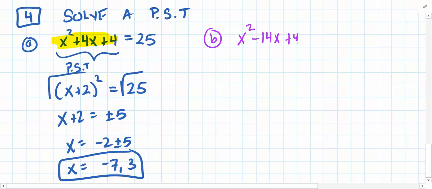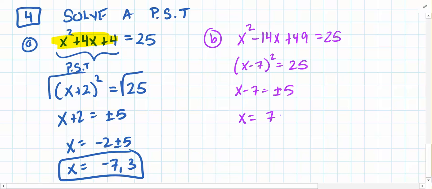Does anybody see it? What do you see? x minus 7. Good. This becomes (x minus 7) squared is equal to 25. Look how fast we got to that, right? So therefore, x minus 7 is equal to plus or minus 5. Therefore, x is equal to 7 plus or minus 5. So your two answers have to be 2 or 12.